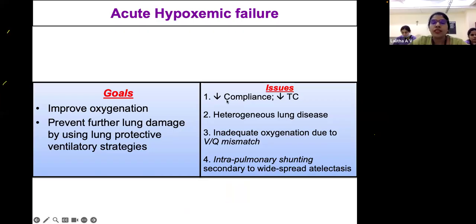So the issues here, these children or the ARDS patients will have low compliance. Remember, the compliance is very, very bad. The lungs are too small and there is a decreased time constant. Okay. And it's a heterogeneous lung. There is VQ mismatch and there is increased dead space and there is something called intrapulmonary shunting. It's not the cardiac shunting. In the lungs itself, there can be shunting, secondary to widespread atelectasis.